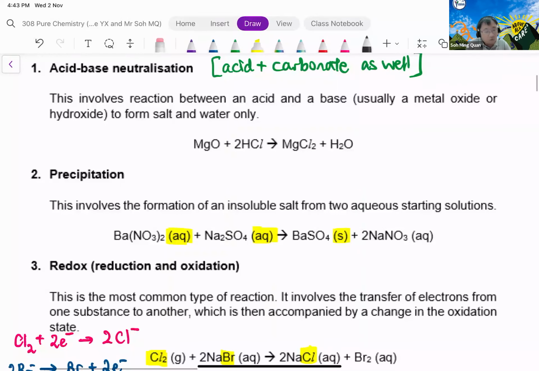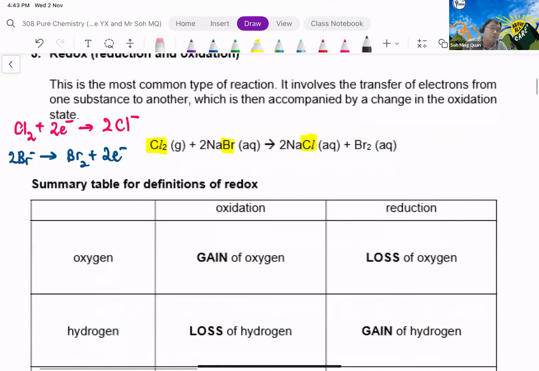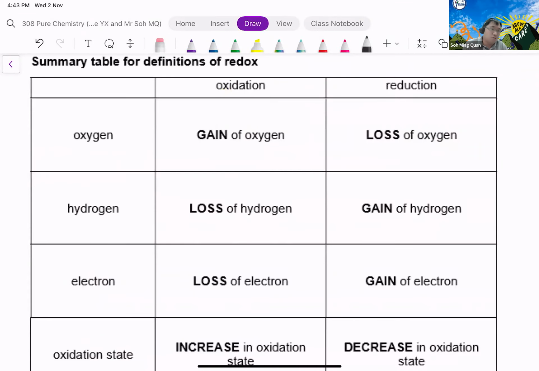Now, we also went through 4 different definitions of redox, right? You can define it in terms of oxygen. So oxidation is the gain of oxygen. Reduction is the loss of oxygen. You can also define it in terms of hydrogen. So you notice for hydrogen, it's the opposite. Oxidation is the loss of hydrogen. Reduction is the gain of hydrogen. But we have said before, these 2 definitions are not very universally applied because there are many reactions which are redox that do not involve any oxygen or hydrogen.